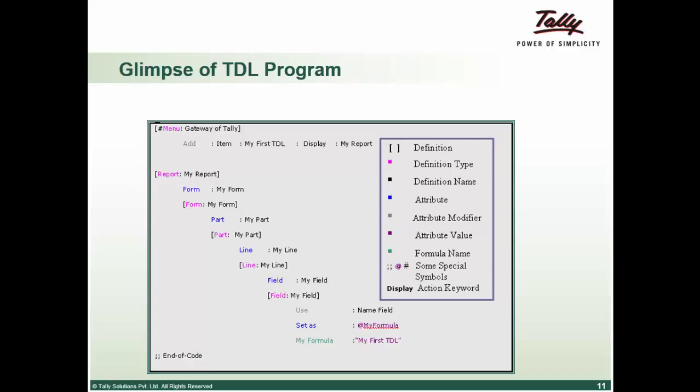attributes. Then the gray ones are the attribute modifiers. Every attribute has its value. There are something called formulae. There are special symbols. There are action keywords. Well, this is a very basic code, and the output of this code would be my first TDL text on your screen. And going further, we will understand how we write a TDL.